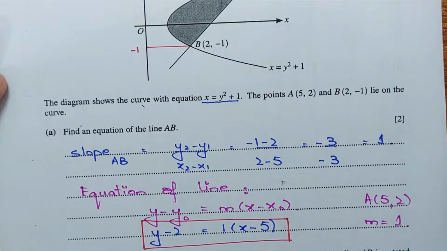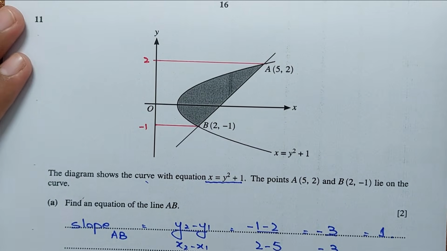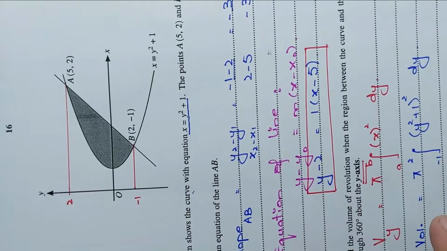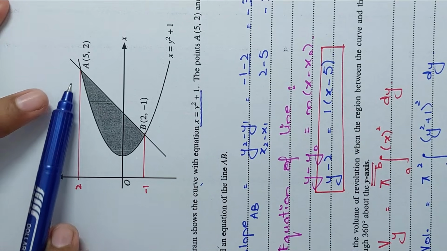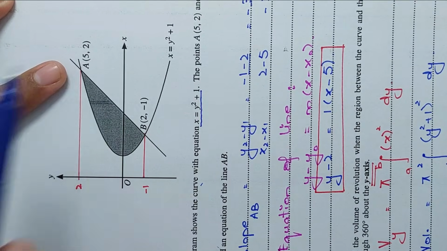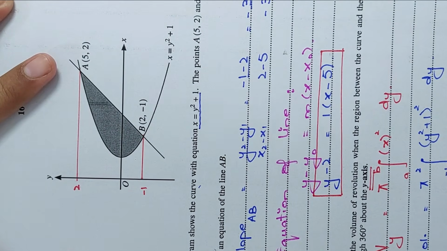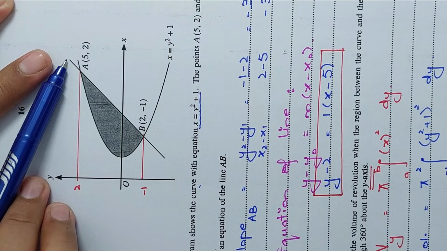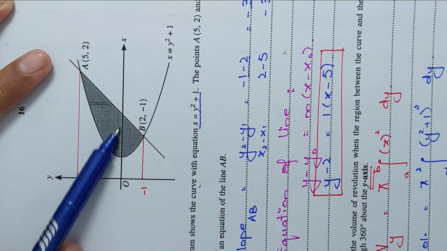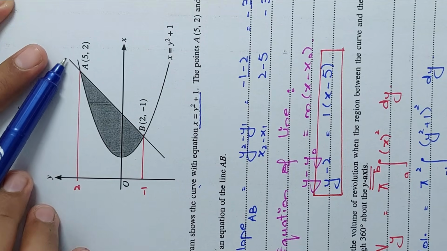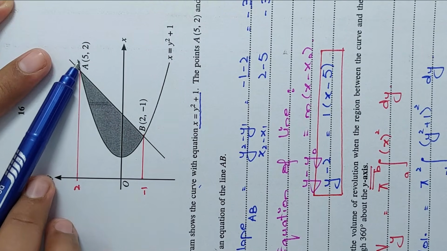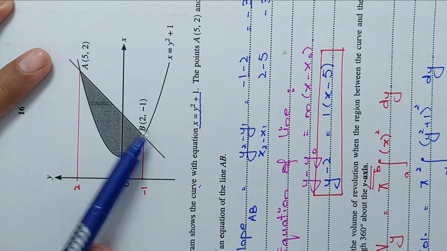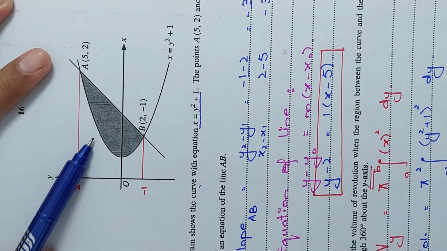So let me show you guys. If I can rotate this and explain to you. When we do the volume and the area, we have to use the same concept. If you need to figure out the area of the shaded region, we need to do area of the line subtract area of the curve, because the line is at the top and the curve is at the bottom, right?